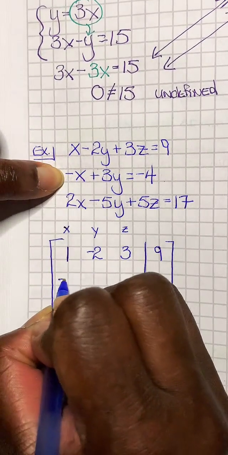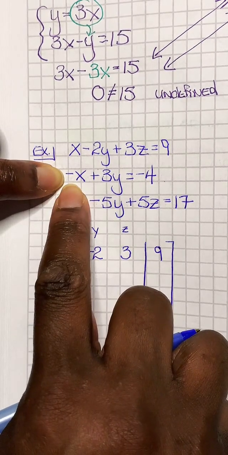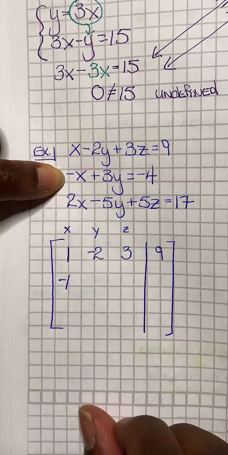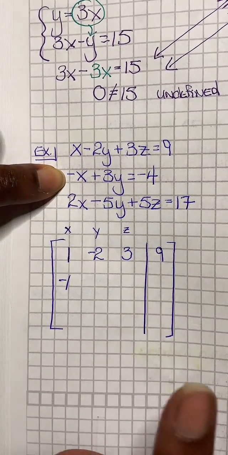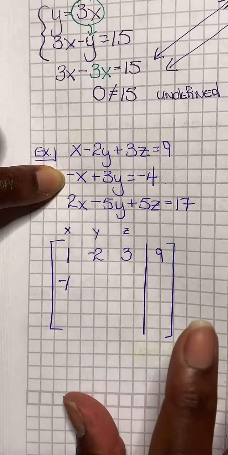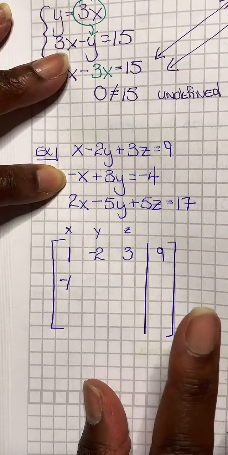For the x, we have a negative 1. If we don't see anything, it's assumed that it's a negative 1. Okay, yes, go ahead, just watch. Just watch, relax. You've only done 2 equations. It's fine, it's okay.